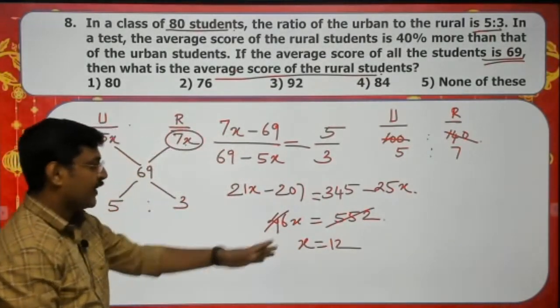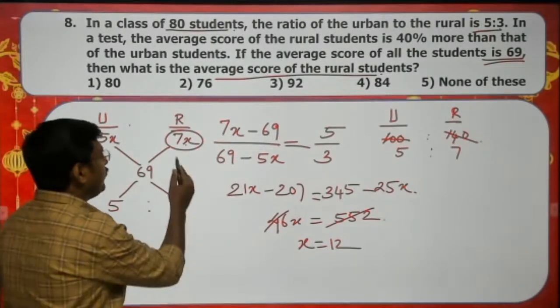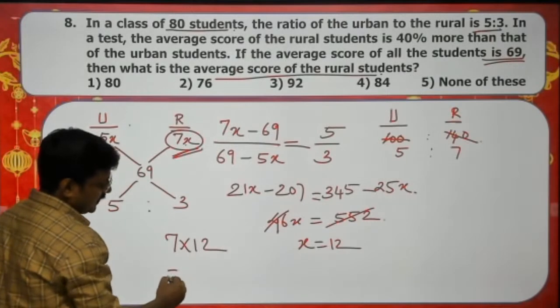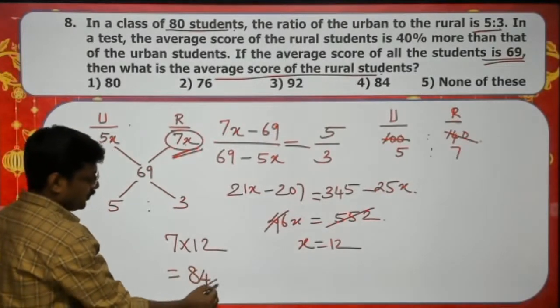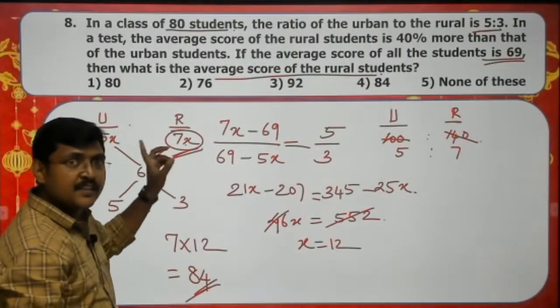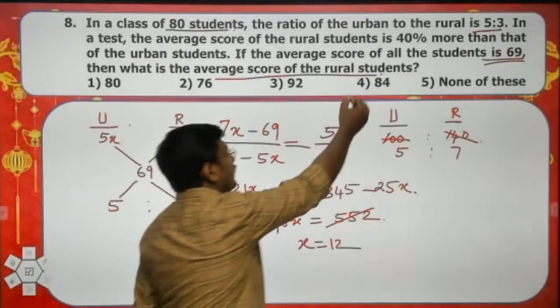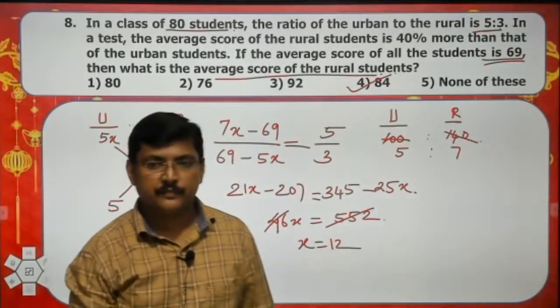So we got the value for x as 12, and what we need to find? We need to find this 7x. So 7 into 12, that is 84. So for this question, the rural student average score is 84. So the answer is option number 4, 84.